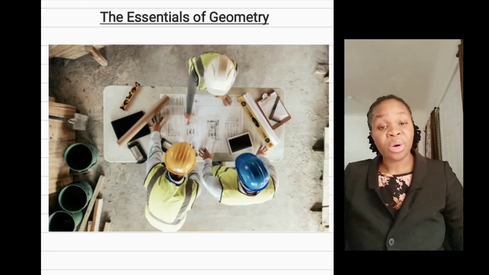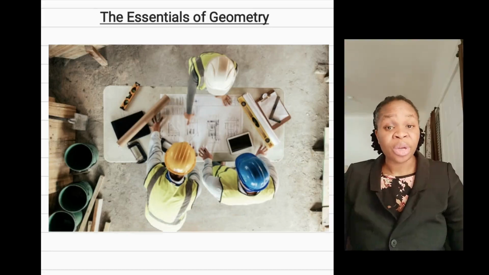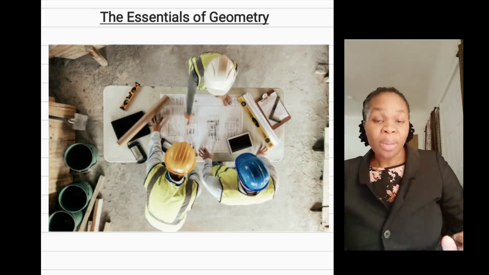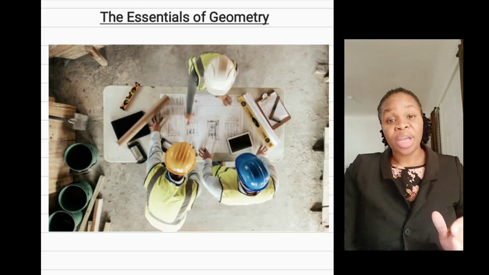So we are looking at all these essentials of geometry. We talk about points, we talk about lines, we talk about line segments, we talk about angles, triangles, and we see how all these play a big role in making geometry an interesting topic. So come along as we go on with each of them.